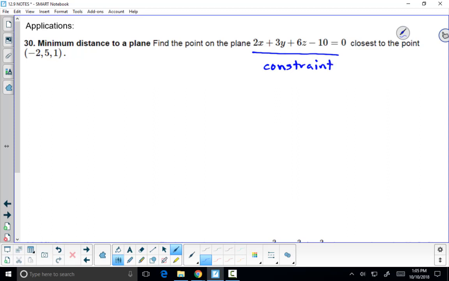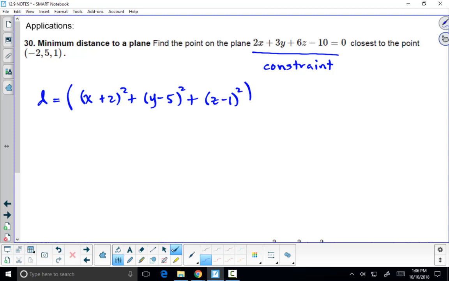We need to build a function that measures the distance from the point -2, 5, 1. So the distance formula will be the function we are looking for. And we'll do x minus minus 2, so x plus 2 squared, plus y minus 5 squared, plus z minus 1 squared, and all of that to the half power, the square root of all that. And then last time we said, well, you could actually square both sides and get that d squared is equal to just the letters over there without the square root.